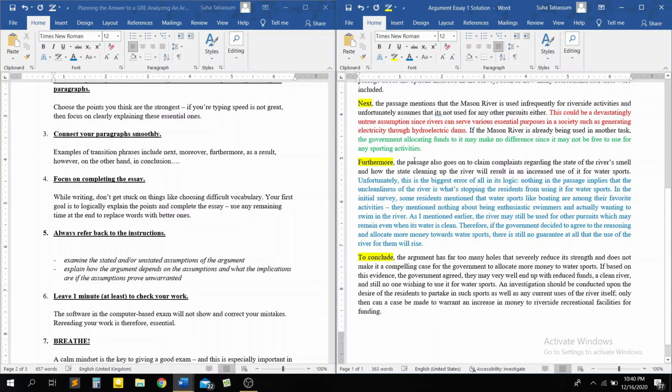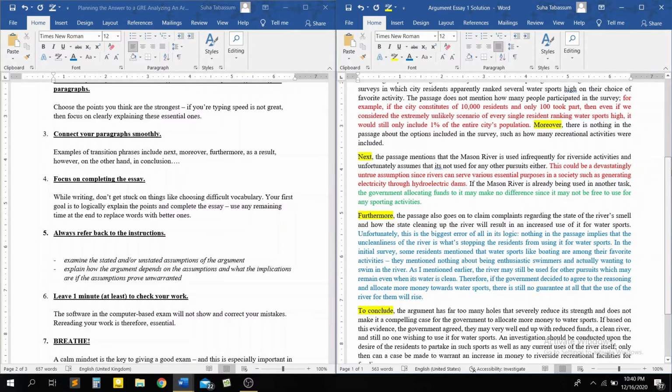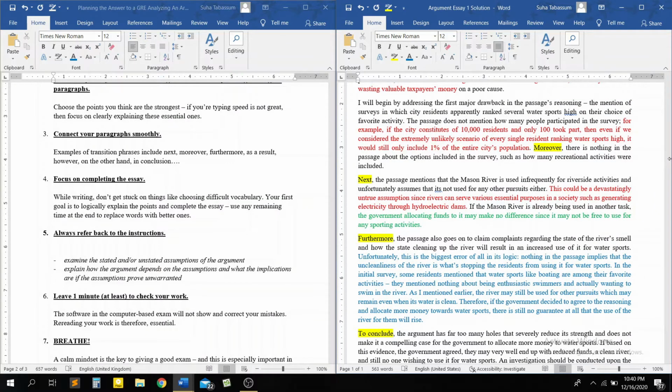What these words are called, the ones that I highlighted, are transition words and transition phrases. When you use them in your essay, the transition from one paragraph to another sounds really good. The transition is really smooth. So it impresses the person who's reading, and it just makes for a better essay. So always try to include these transition words. I've included a few examples here: next, moreover, furthermore, as a result, however, on the other hand. I'll try to find a list of transition words, and I'll hope to include it in the link in the description of this video.